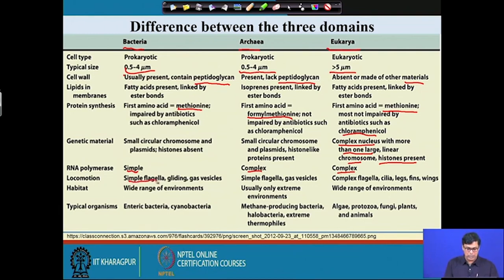If you look at locomotion, bacteria have simple flagella, gliding, and gas vesicles. In archaea you have simple flagella and gas vesicles, and in eukarya you have complex flagella, cilia, legs, fins, and wings. Bacteria have a wide range of habitats in the environment, usually only extreme environments have archaea, and eukarya are also available in a wide range of environments. Typical organisms are eubacteria and cyanobacteria among bacteria; methane-producing bacteria, halobacteria, and extreme thermophiles in archaea; and algae, protozoa, fungi, plants, and animals in eukarya. This is the broad classification of the different organisms that we have.